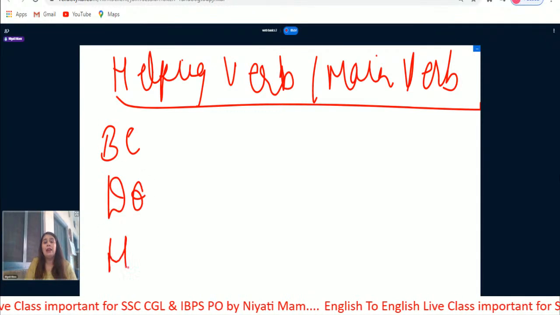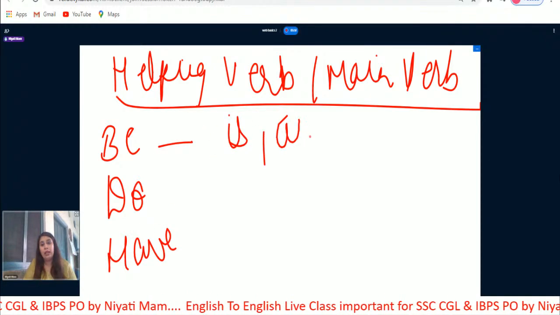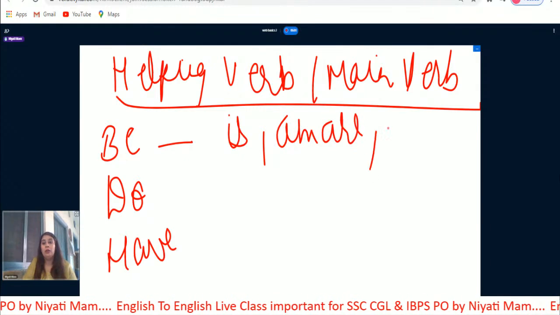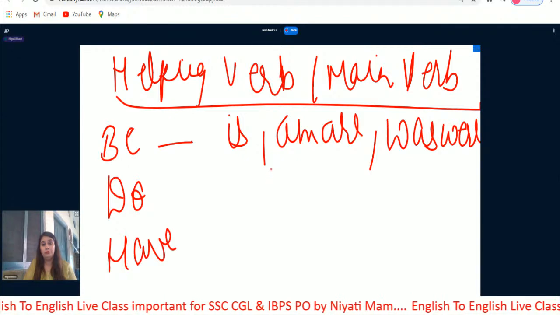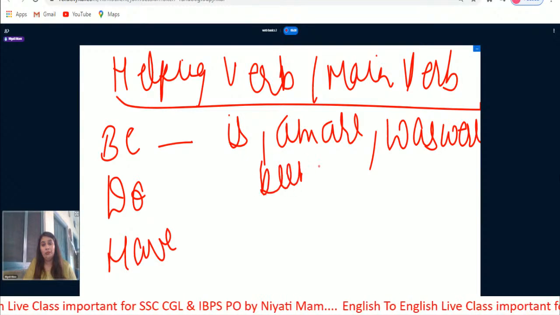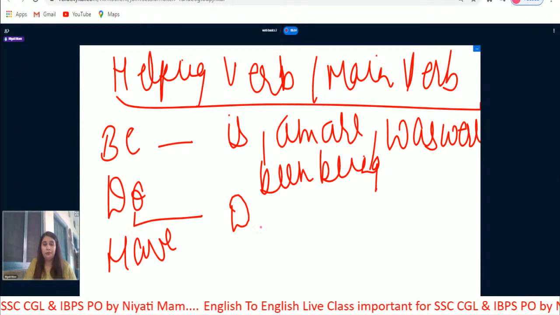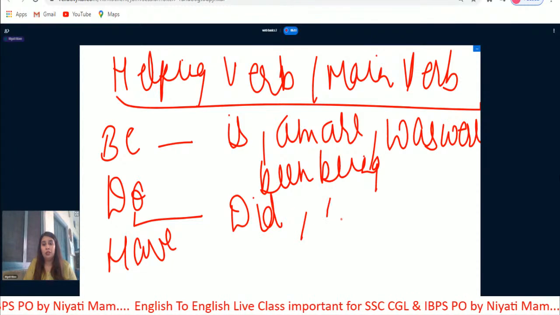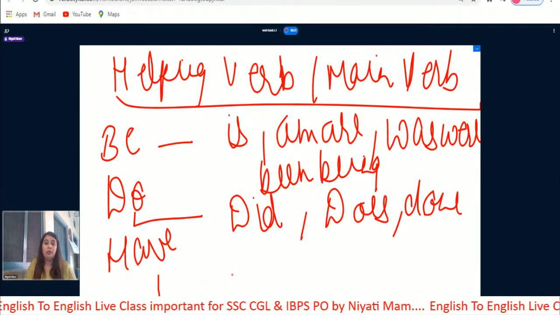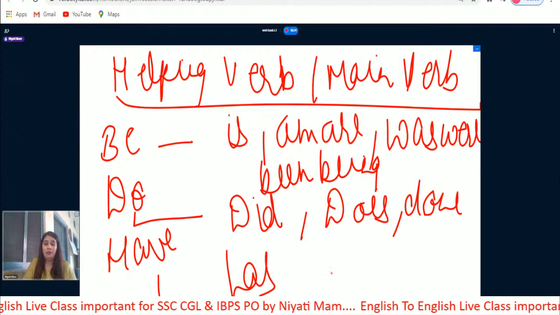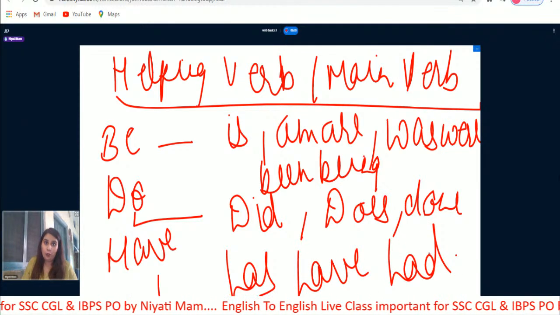Now, there are three primary auxiliaries: be, do, and have. If I talk about the forms of be, then we have is, am, are, was, were, been. If I talk about the forms of do, we have did, does, done. Talking about have, we have has, have, had. So these all are primary auxiliary verbs.